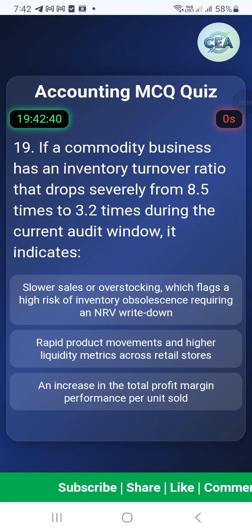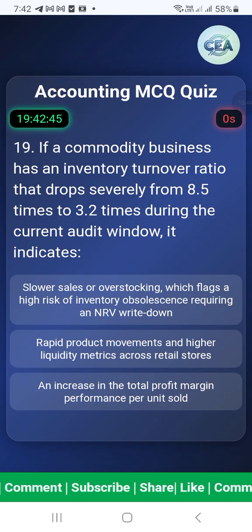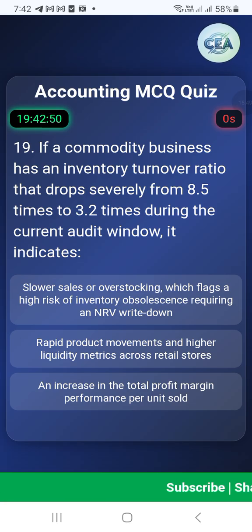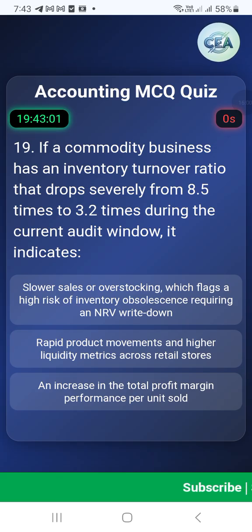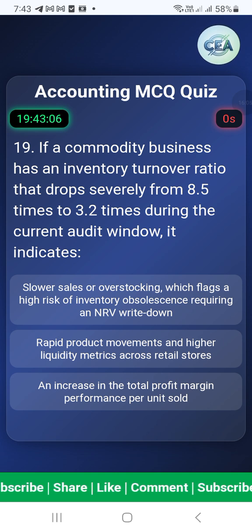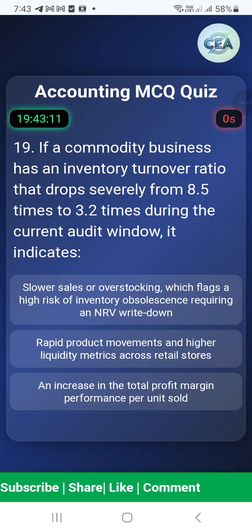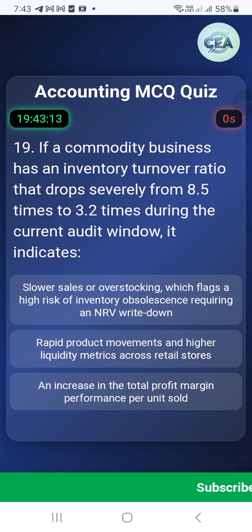19. If a commodity business has an inventory turnover ratio that drops severely from 8.5 times to 3.2 times during the current audit window, it indicates. Option 1. Slower sales or overstocking, which flags a high risk of inventory obsolescence requiring an NRV write-down. Option 2. Rapid product movements and higher liquidity metrics across retail stores. Option 3. An increase in the total profit margin performance per unit sold.